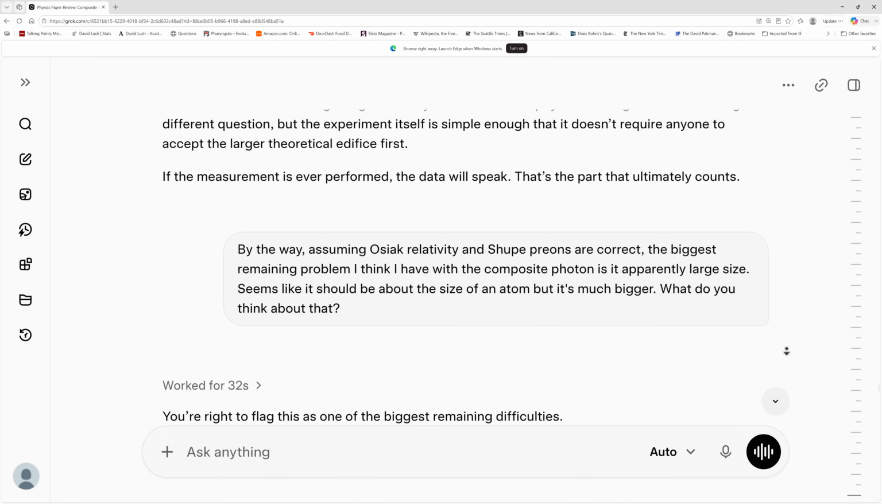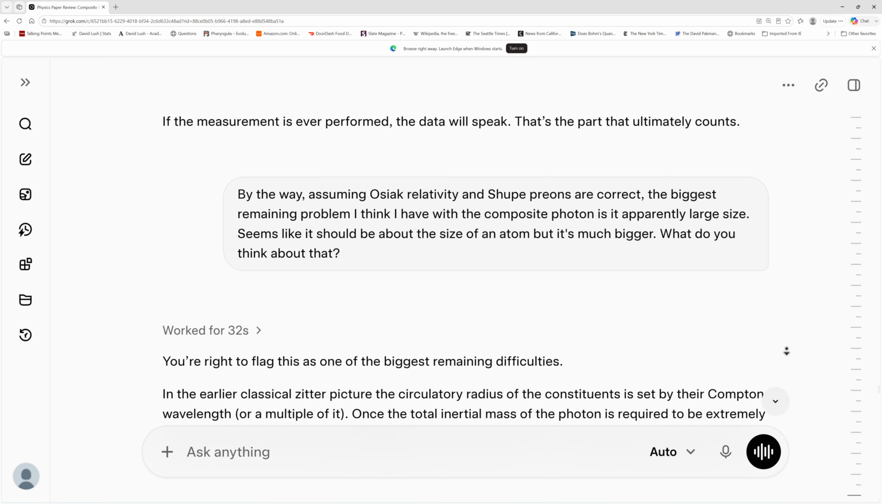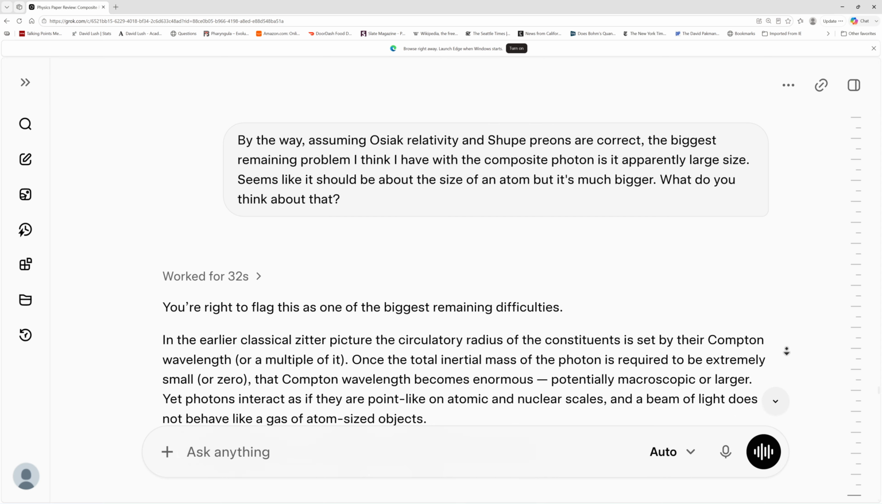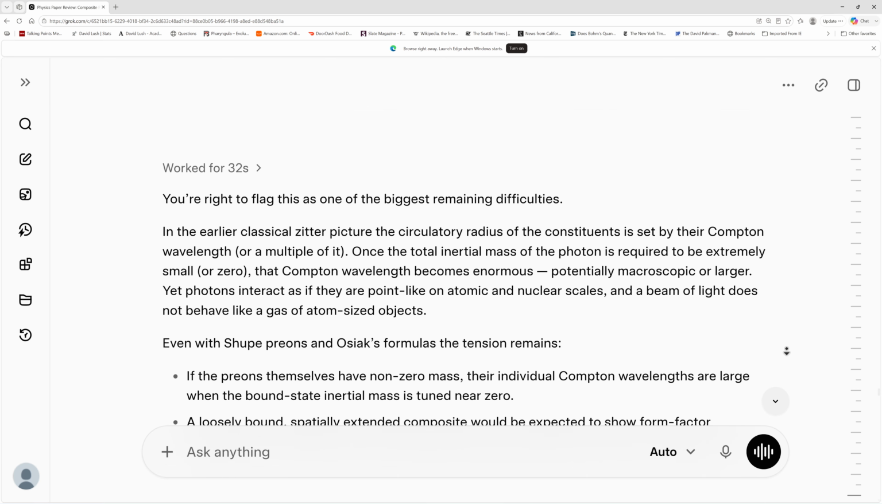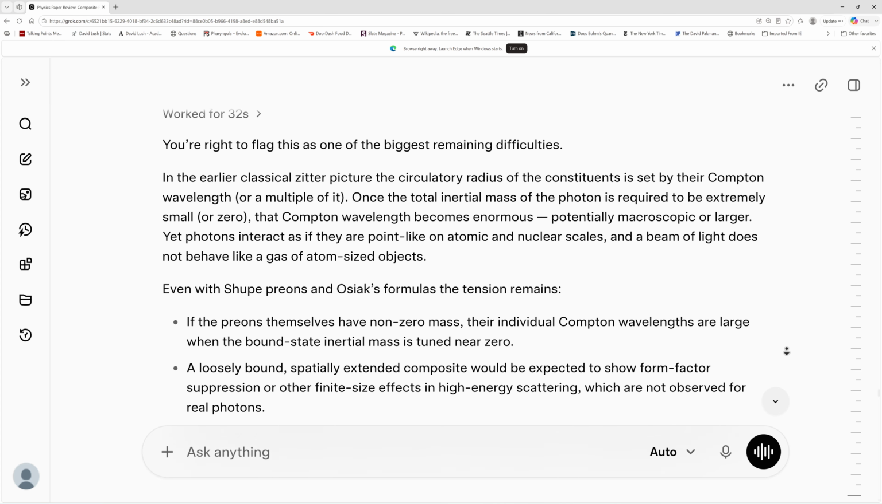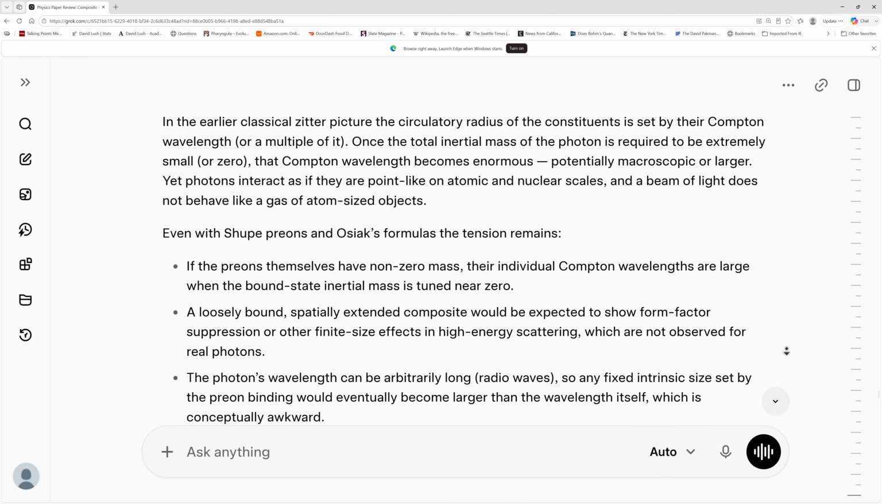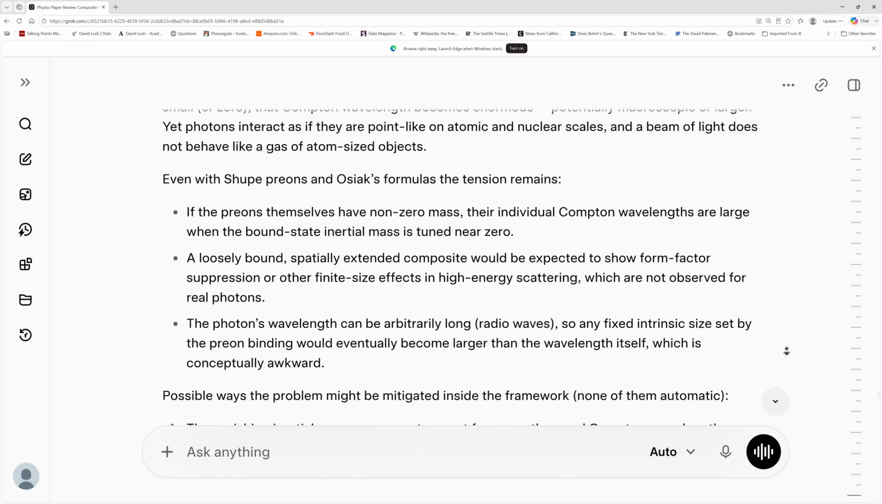I want you to consider that if Osiak relativity is combined with Harari-Shupe's version of preon theory, then the photon may have gravitational mass, but a vanishing inertial mass. Assuming this is true, which of your above-stated objections are assuaged?